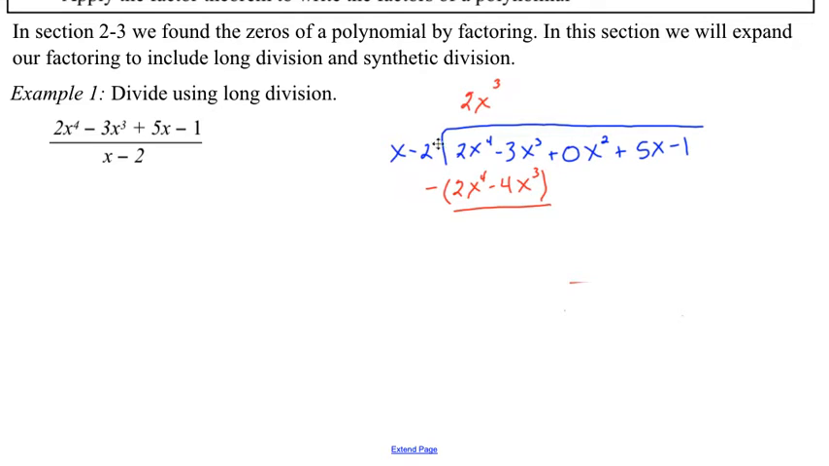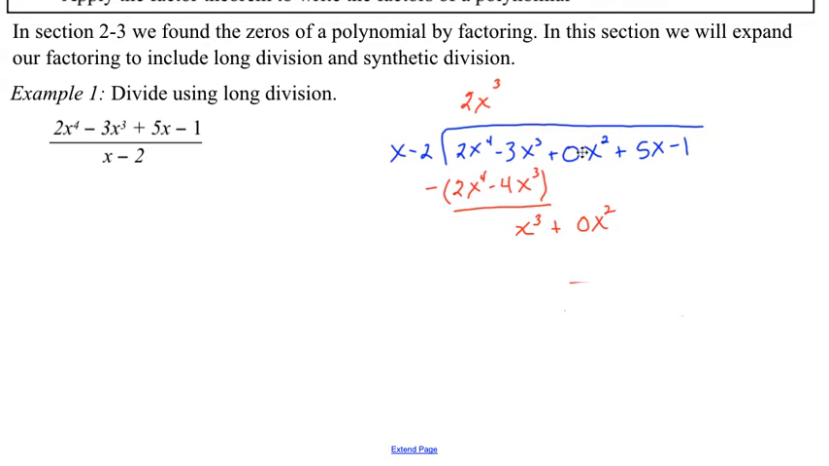So when we multiply the entire thing on the left by 2x to the third, when we distribute that, we get 2x to the fourth minus 4x cubed. Remember, we're multiplying both terms by 2x to the third. And then I always put parentheses around that and put a subtraction sign in front of it so that I remember that I'm subtracting from the term above it. 2x to the fourth minus 2x to the fourth is 0x to the fourth. And then we have minus 3x cubed minus a minus 4x cubed. So this really becomes a plus 4x cubed, which gives us 1x cubed.